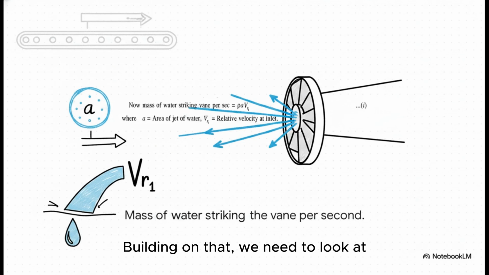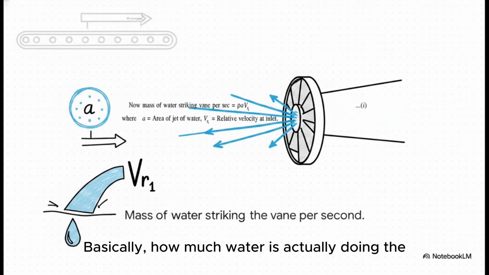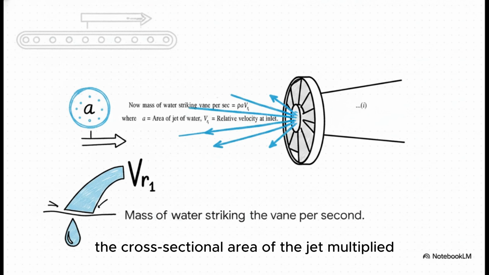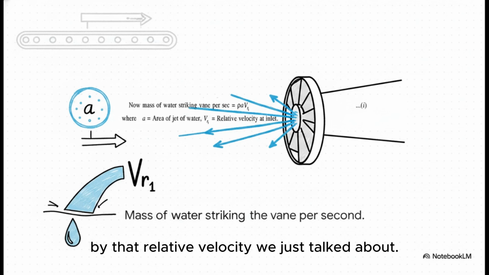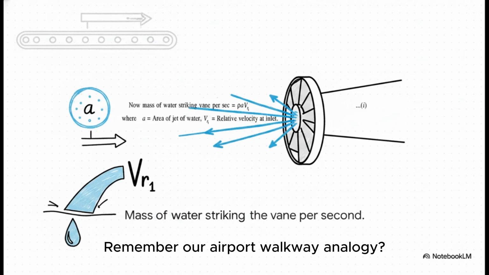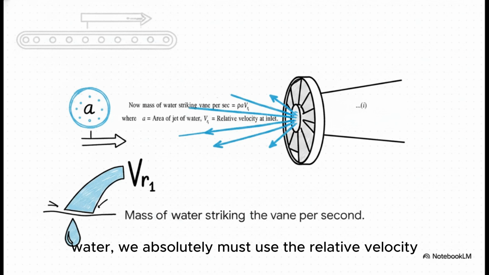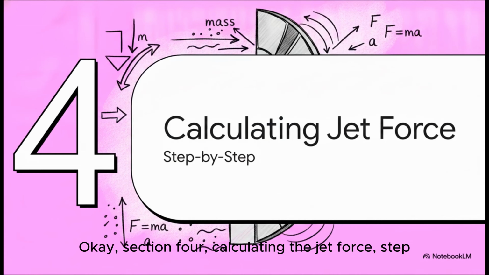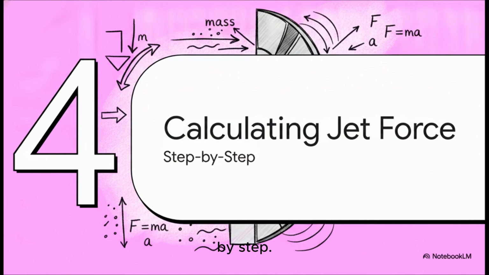Building on that, we need to look at mass flow. Basically, how much water is actually doing the hitting. It's simply the density of the water times the cross-sectional area of the jet multiplied by that relative velocity we just talked about. Remember our airport walkway analogy? We don't use the absolute speed of the water, we absolutely must use the relative velocity because that is the actual rate the water is colliding with the receding blade. Okay, Section 4, Calculating the jet force, step by step.